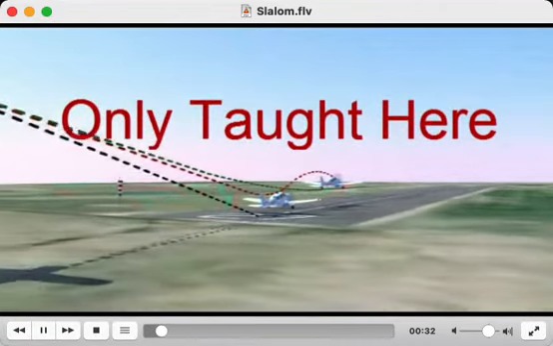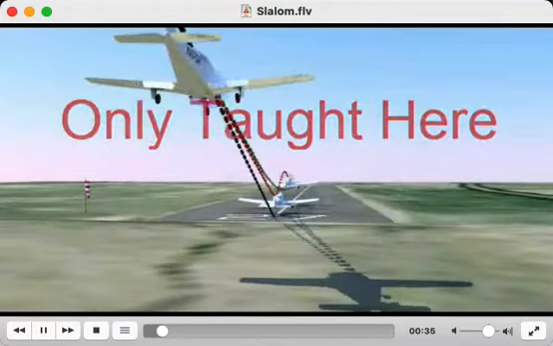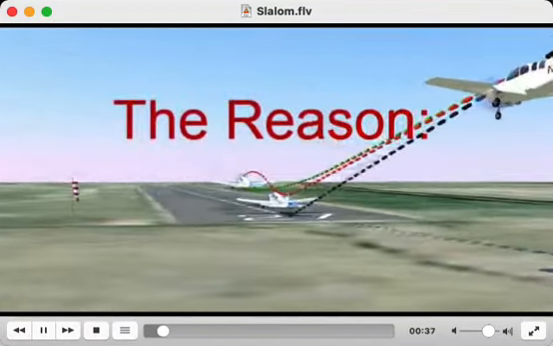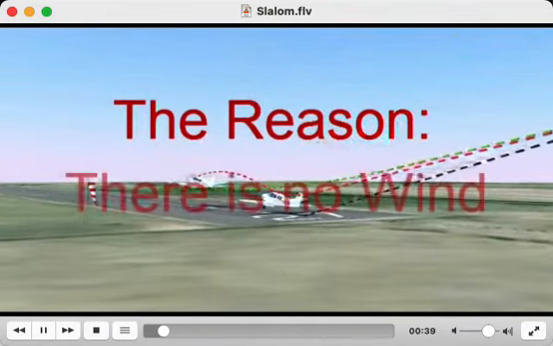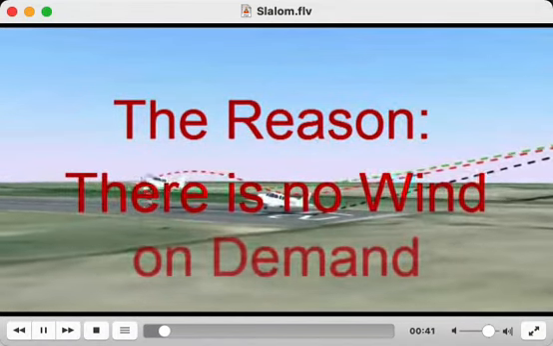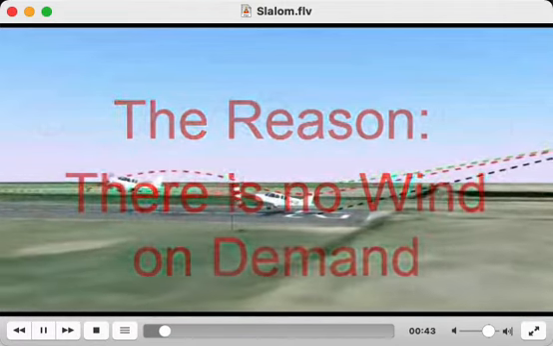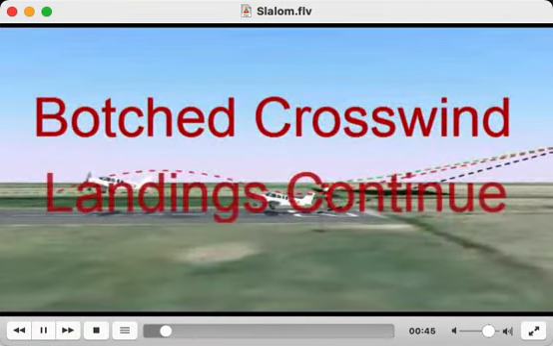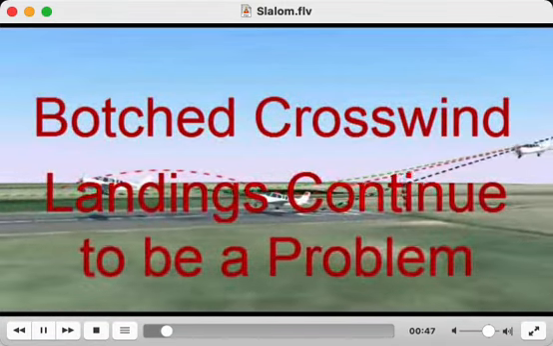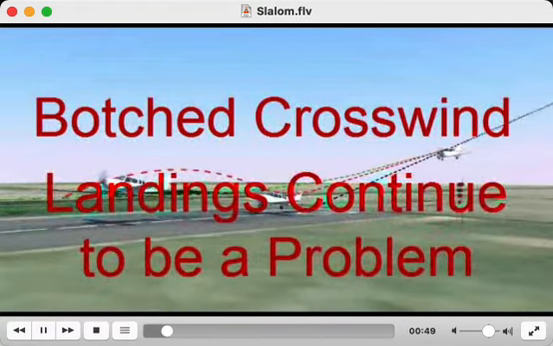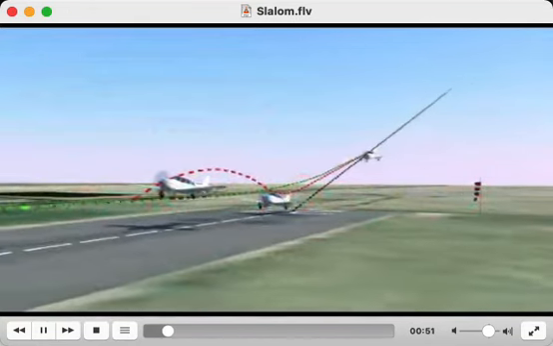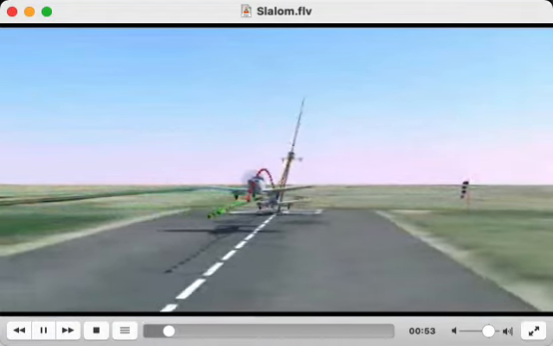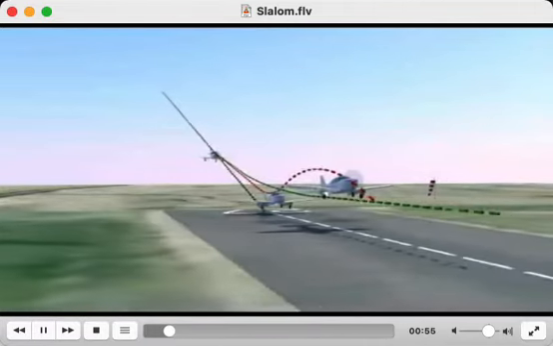Nowhere in a flight school syllabus will you find crosswind landings. It should be no surprise. Flight instructors cannot order up a crosswind when they need it. Consequently, botched crosswind landings continuously add to the accident statistics. You can never know just how useful mastery of crosswind landings can be.